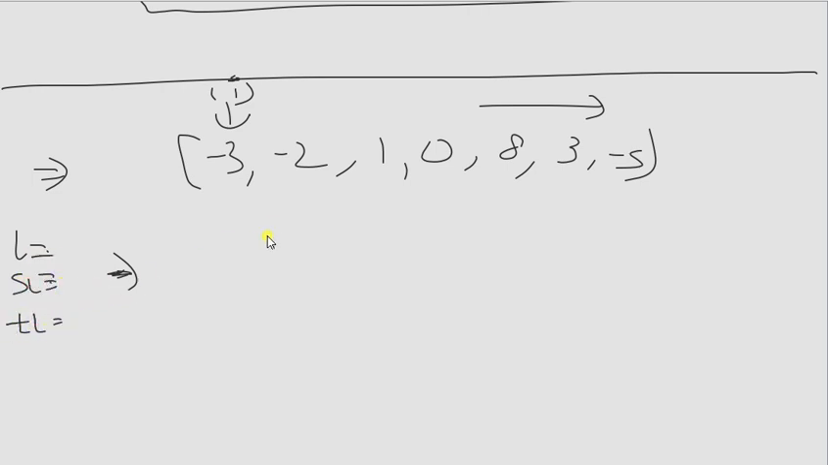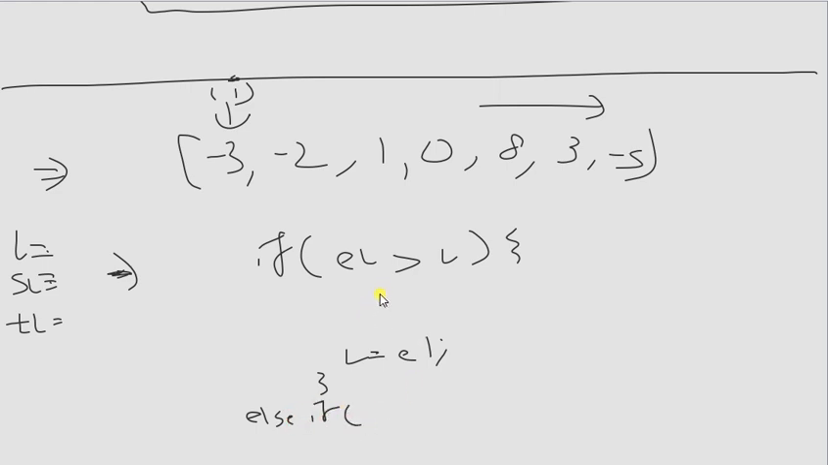Okay, so I will check if my current element EL is greater than largest. If this is the case, then my largest will become element, no doubt. If it is not greater than largest, but it is greater than the second largest, in that case, I am going to simply make my second largest equal to element. Now, else if these two conditions are not true and element is greater than the third largest, then I will simply set my third largest equal to element.